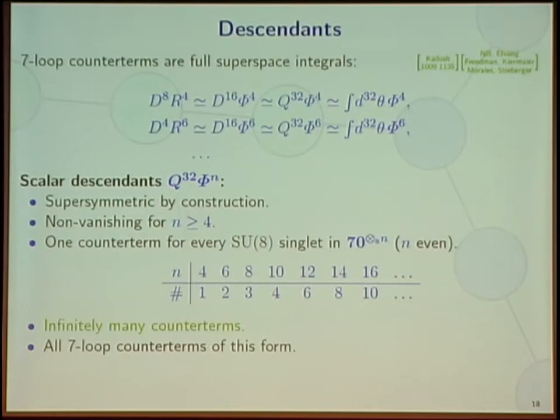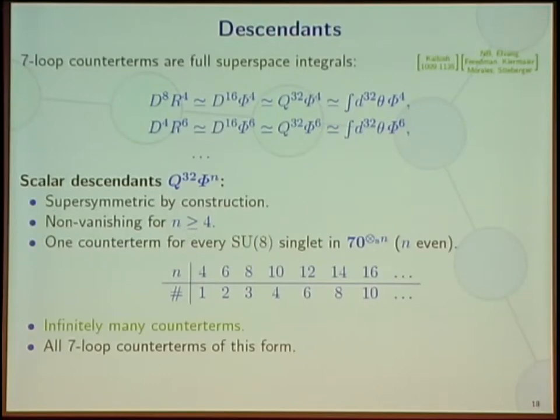And this is easily enumerated, so the scalars are in the 70 of SU(8). So you take the symmetric product of n scalars and look for SU(8) singlets in that tensor product. And well, that only works when n is even, so for an even number of legs and up to 16 legs, I could determine how many singlets there are.